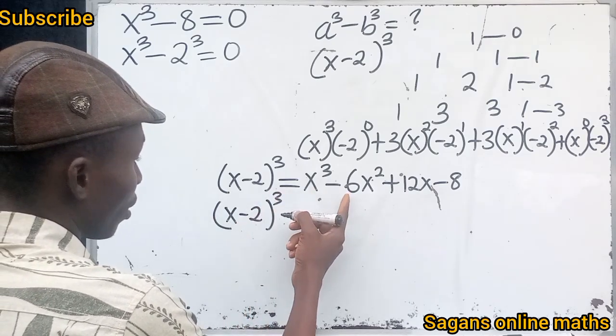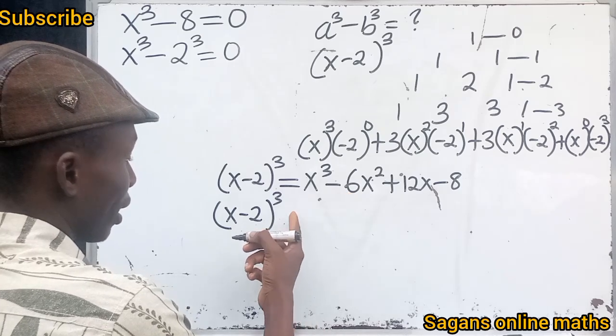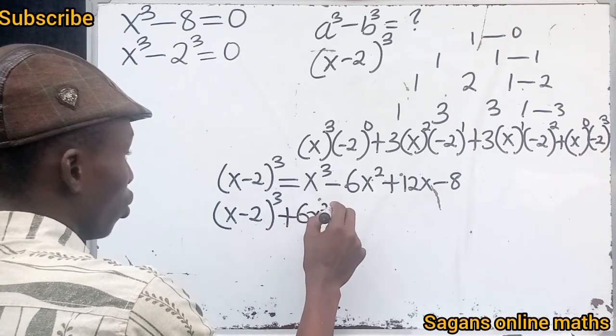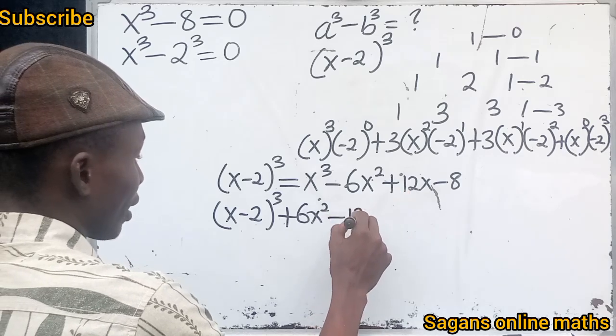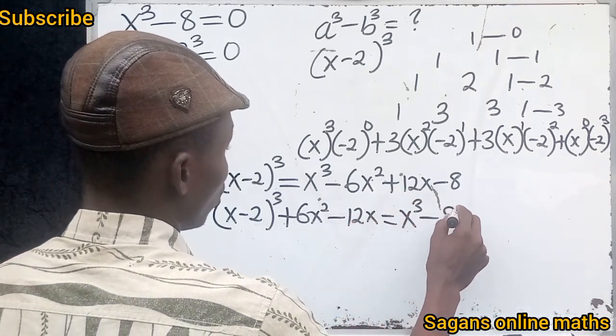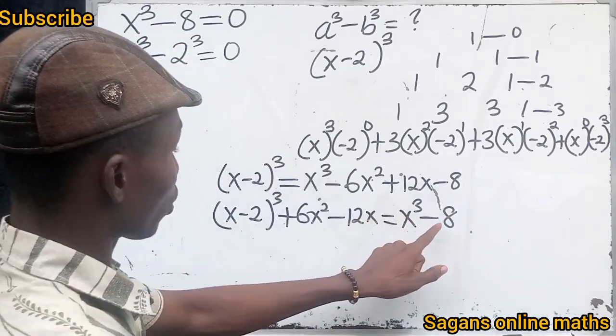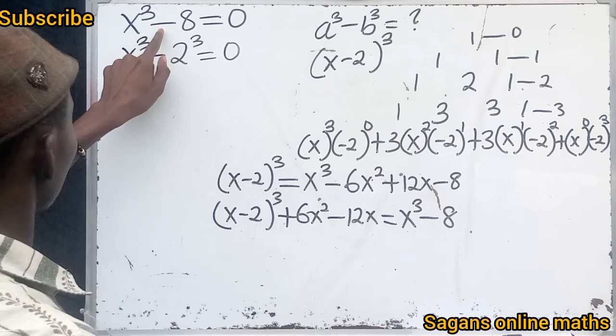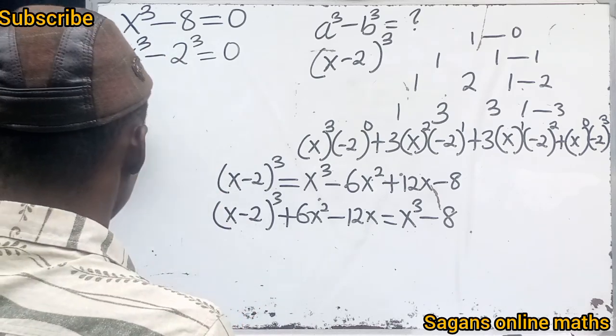Now we're going to move minus 6x squared to our left hand side. So we'll do that, we're going to have plus 6x squared. If we move this, we're going to have minus 12x. So what will be left there is just x to the power of 3 minus 8. So consider x to the power of 3 minus 8, as you are seeing here, is equal to this. So in place of x to the power of 3 minus 8, we're going to write this. So we're going to write this as what?